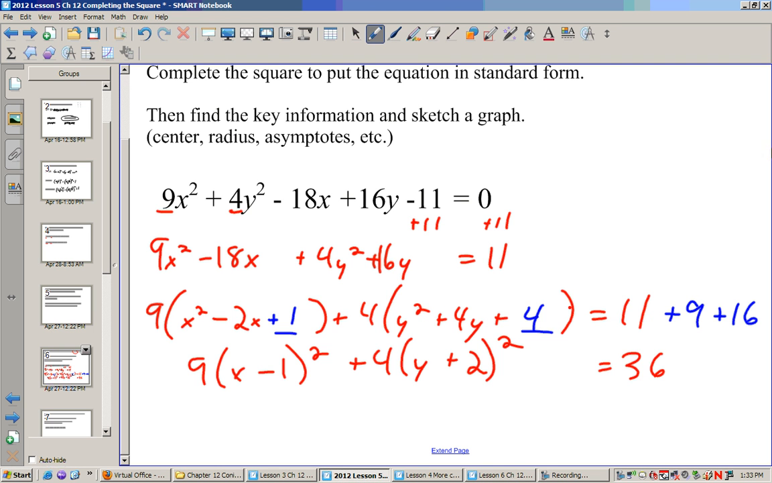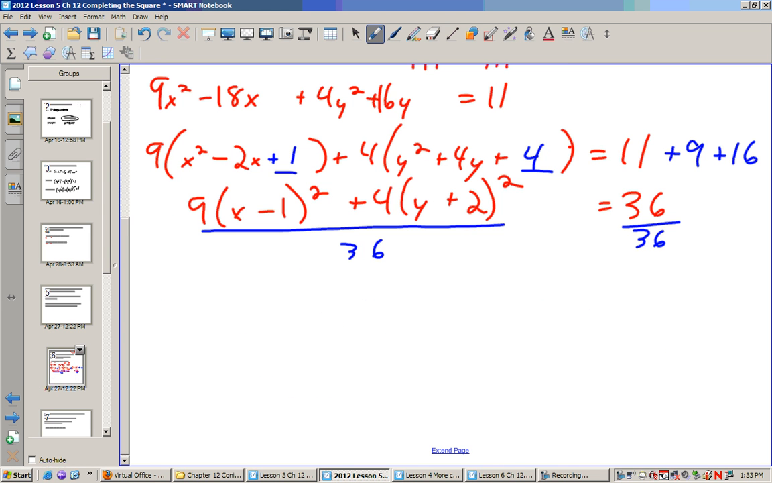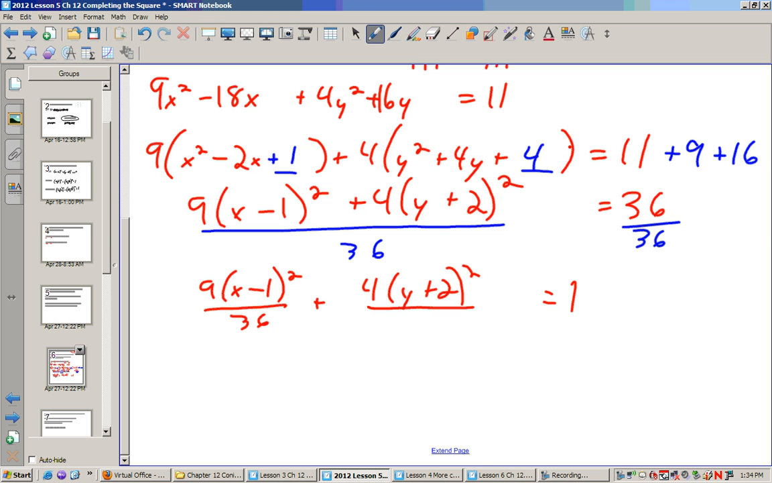Alright, now this is an ellipse, so the right-hand side has to equal 1. So I'll divide by 36 on both sides, leaving a 1 on the right-hand side. And over here, if I broke this up, it would be 9, x minus 1 squared over 36 plus 4, y plus 2 squared over 36. Now 9/36 is the same thing as 1/4. So we can say this is like 1 over 4.